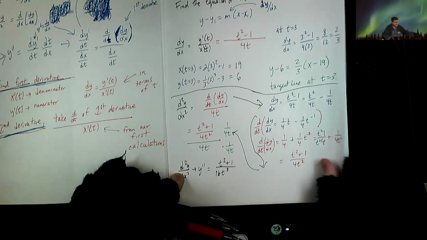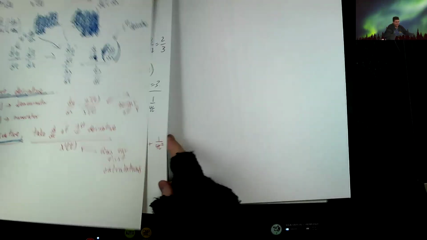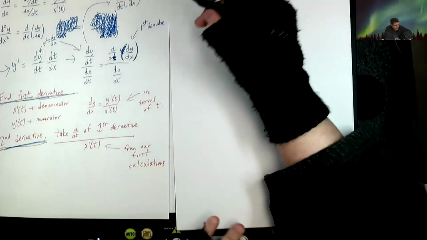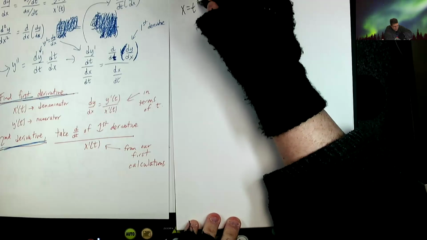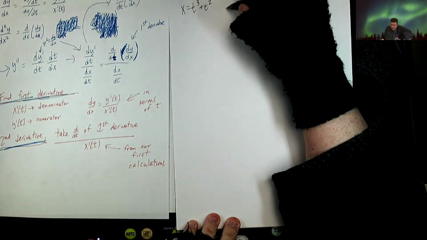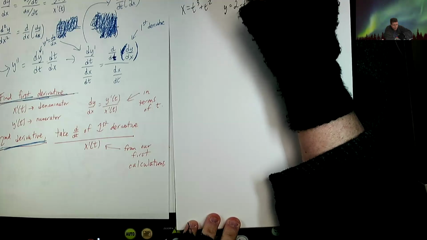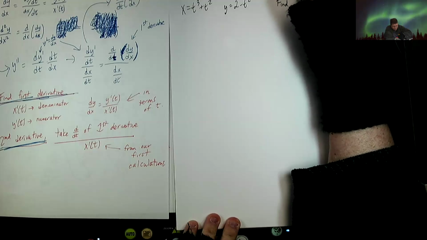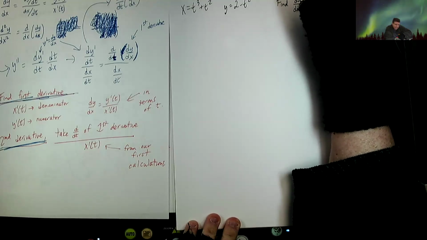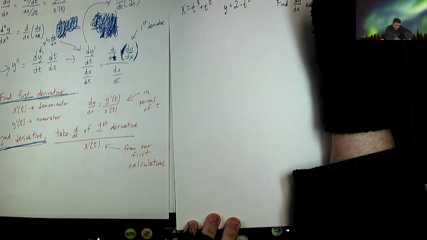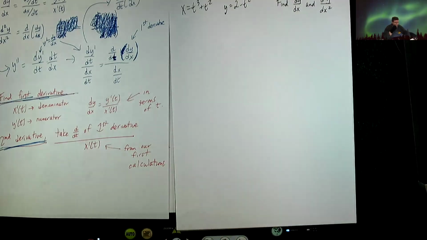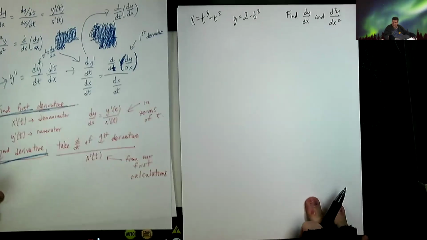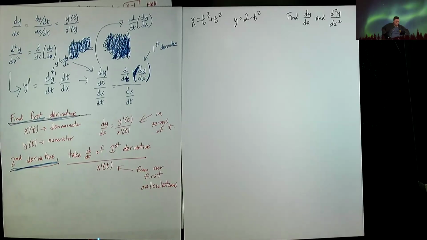All right. Next idea, not idea, same idea, new problem. We're gonna have x equal t cubed plus t squared, and y is gonna equal 2 minus t squared. Find dy/dx and d squared y/dx squared. I'm gonna give you guys a few minutes to do it on your own, then we'll do it together.